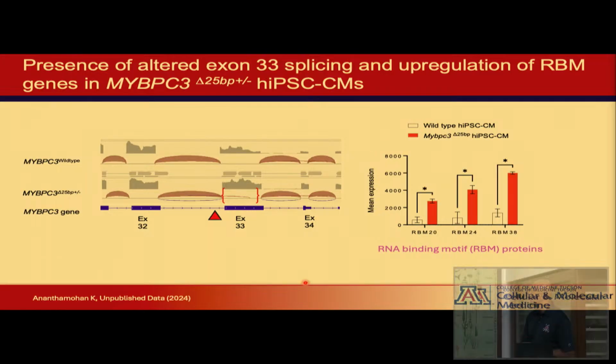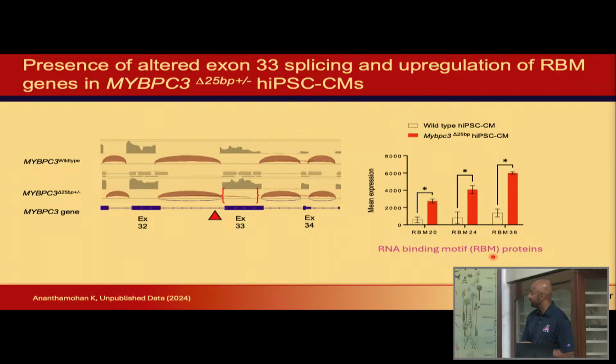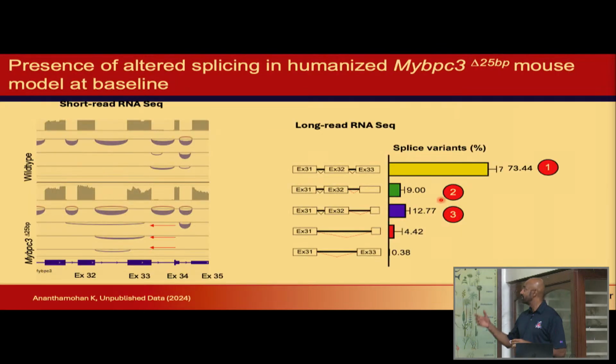We also looked at the level of expression of RNA binding motif proteins. There are three major RBM proteins, RBM20, RBM24, and RBM38, and they are upregulated. The more RNA binding protein present, the more altered mRNA can be present. That's what we see in our long RNA-seq. So we confirmed by long RNA-seq that there is increased altered splicing in these mouse models.